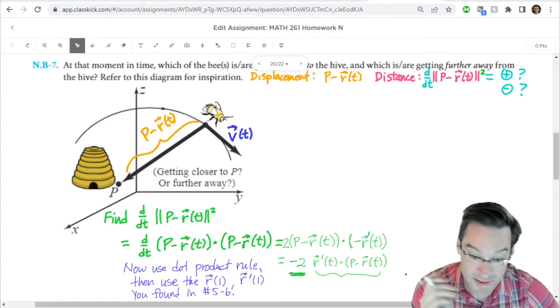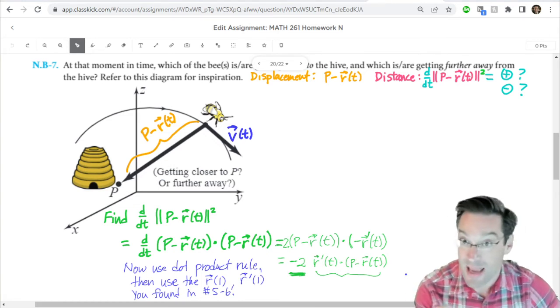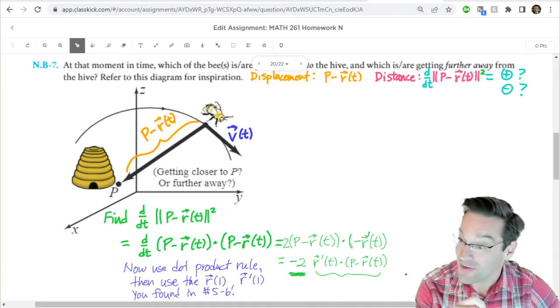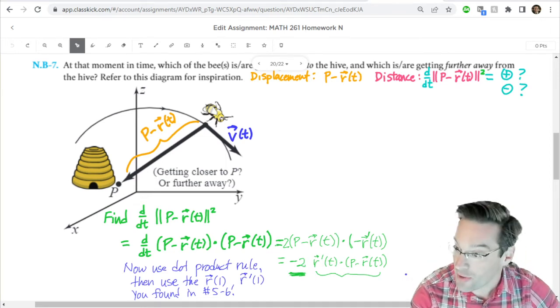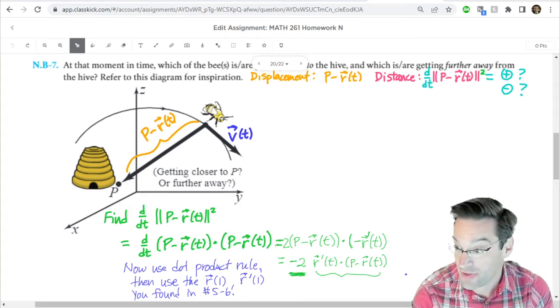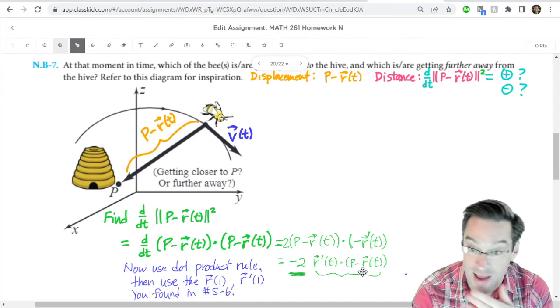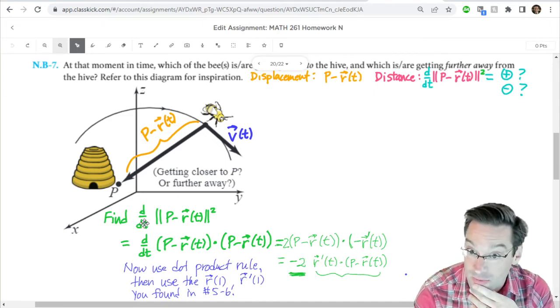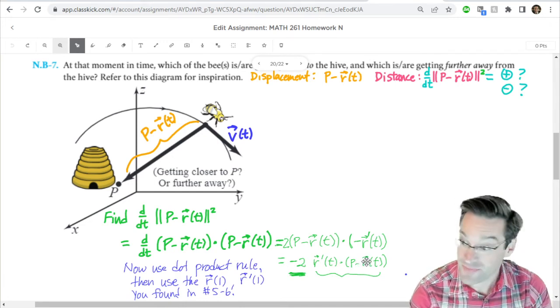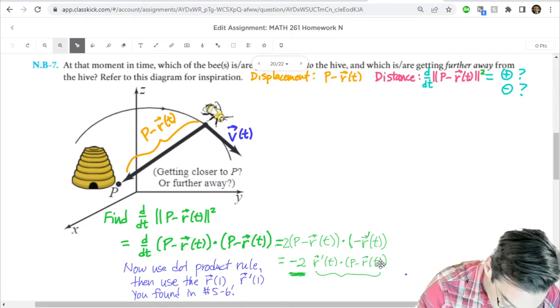So I just realized that we had a little discussion there that I didn't capture in the video, so I'm going to say that one more time for the record. When you do out this dot product, what you end up getting is -2 times the dot product of the velocity vector r prime of t with the displacement vector to the hive, p minus r of t. And so whether this time derivative is positive or negative depends respectively on whether this dot product is negative or positive.